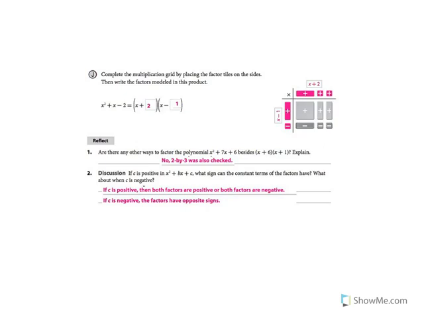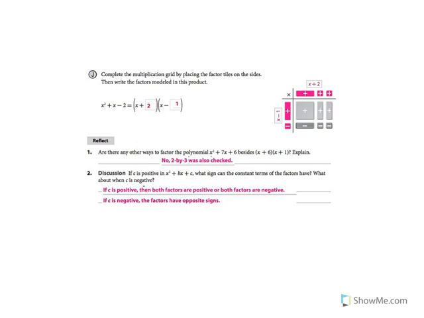Okay, right, and then for the reflections, since we're not in class, we're going to give you the question and the answers. Right? Are there any other ways to factor the polynomial x squared plus 7x plus 6 besides the quantity of x plus 6 times the quantity of x plus 1? Right, so the answer is no.